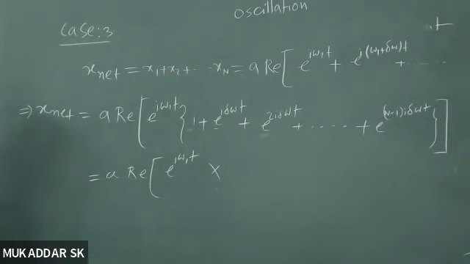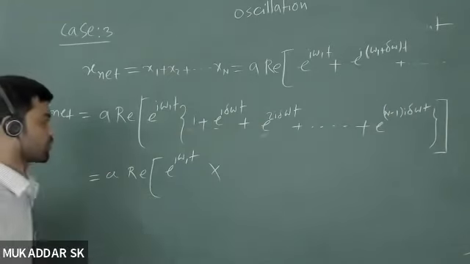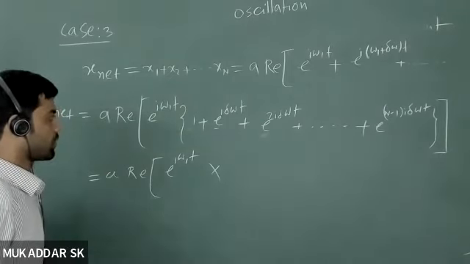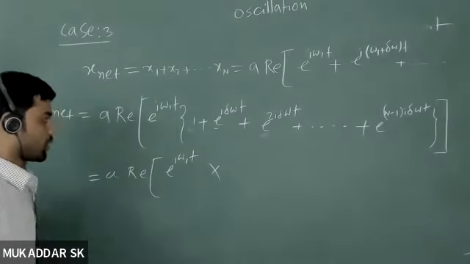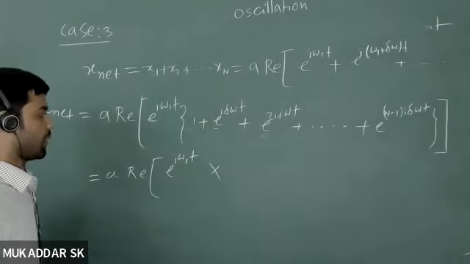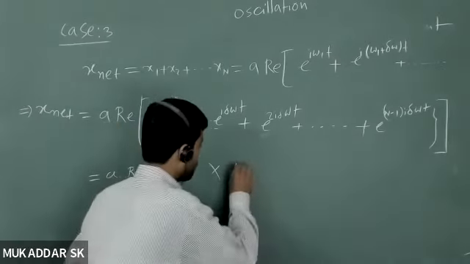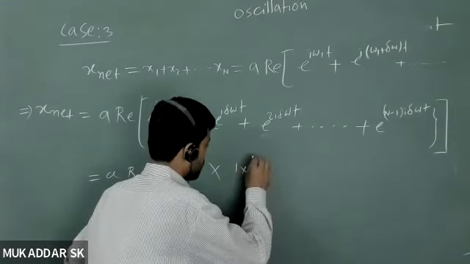Numbers. How many terms are there here? N number of terms, and this series is a GP series. So what is the summation rule? The summation is a (r to the power n minus 1) divided by (r minus 1). So A is your 1, okay, right?